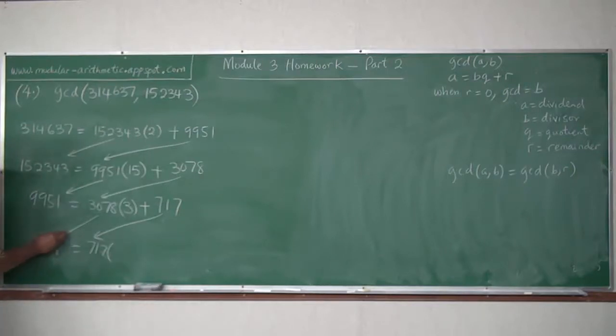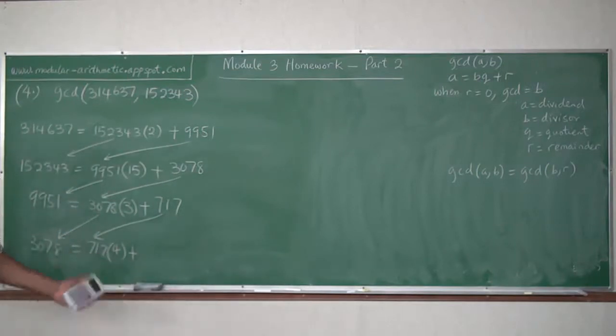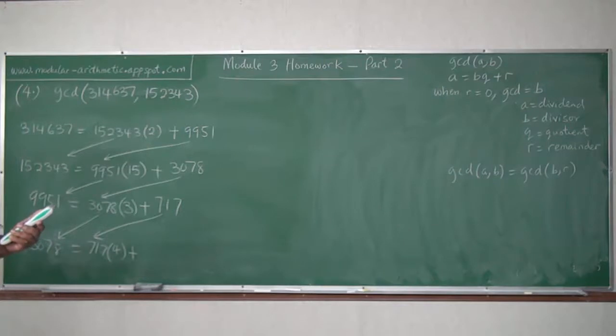Okay, so we now do 3078 divided by 717, and that gives us 4.292887029. We take the integer part, 4. Then we do 717 times 4. It gives us 2868. We subtract it from 3078. It gives us 210.